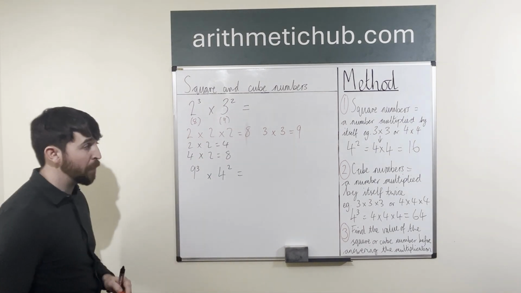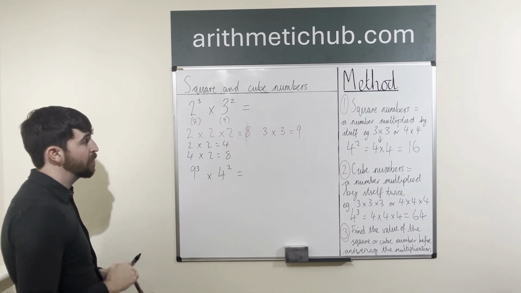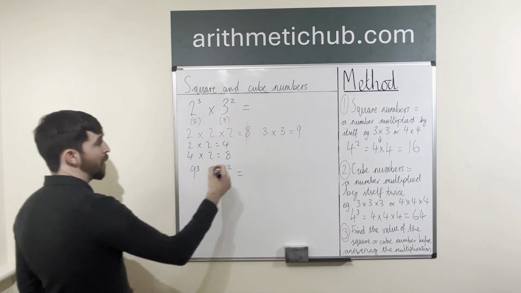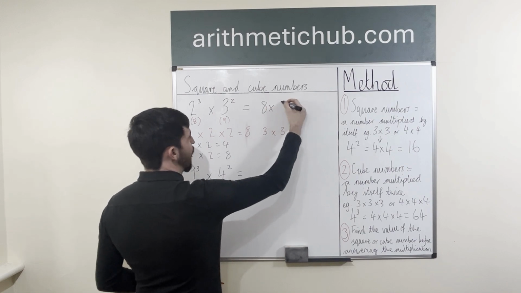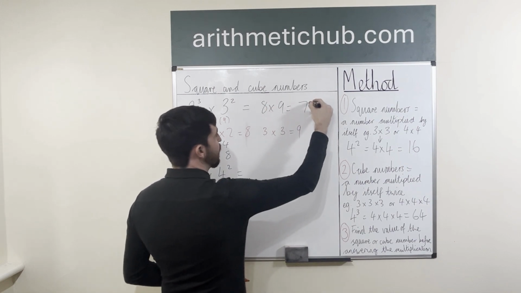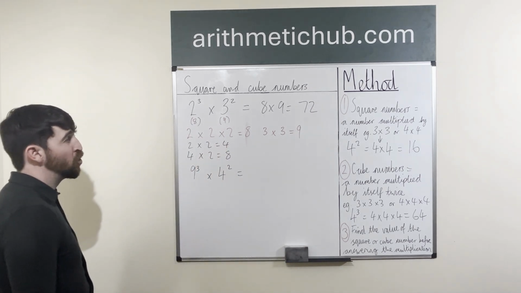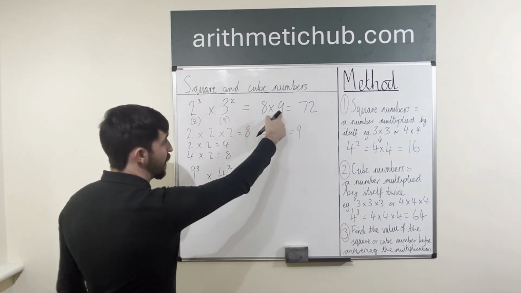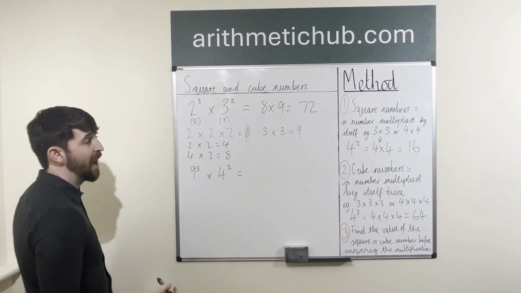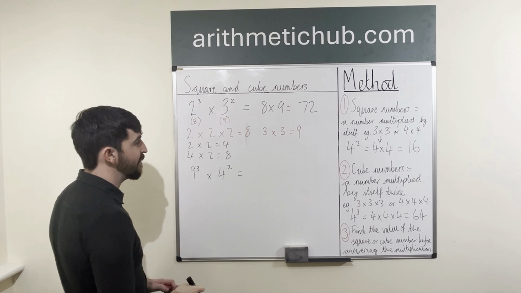Now I don't need to set that up in a column multiplication. I know my 8 times tables and I know my 9 times tables. So all I would do here, 8 times 9 is going to give me 72. So 2 cubed multiplied by 3 squared is going to be the same as 8 times 9, which is going to give me the answer of 72.